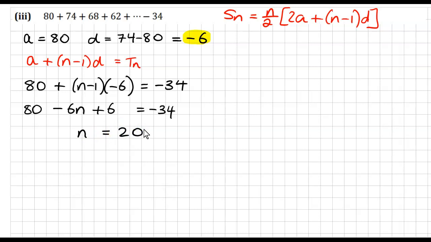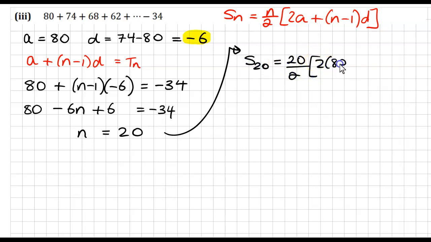Now that we have our a, our d and our n, it's a very simple process to actually get Sn. So we want S20, which is 20 over 2, 2 times 80 plus 19 differences of minus 6. Again, watching your signs. All this into the calculator will give you out an answer; you can just punch that into your calculator there and see what answer you'll get.